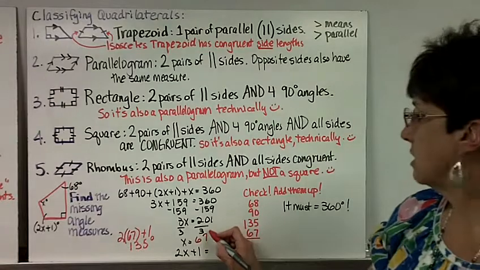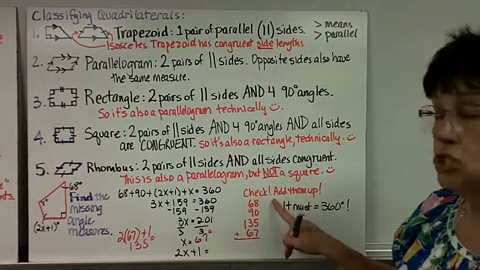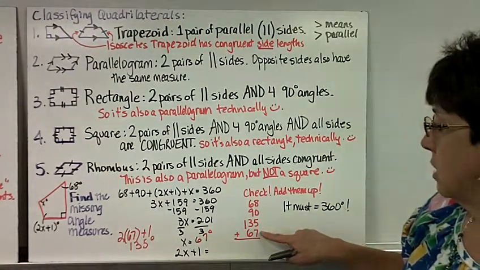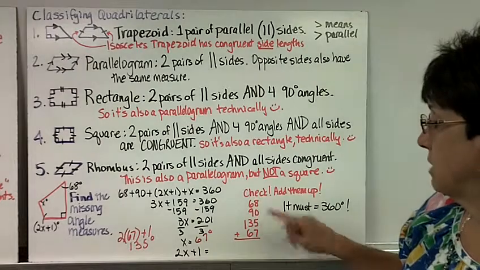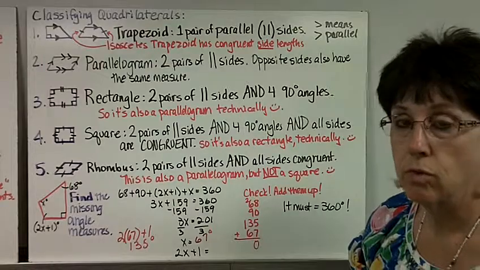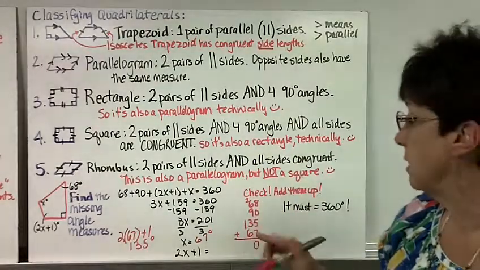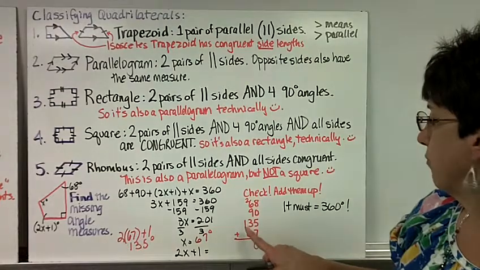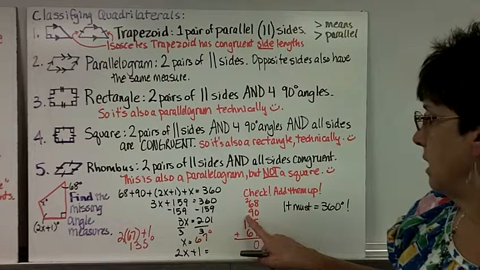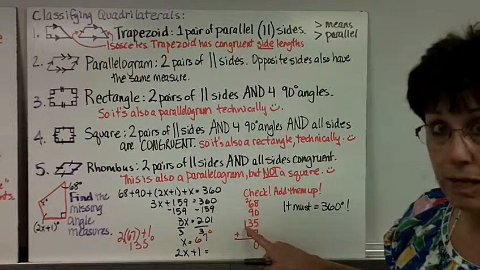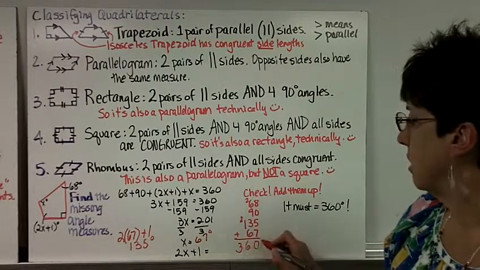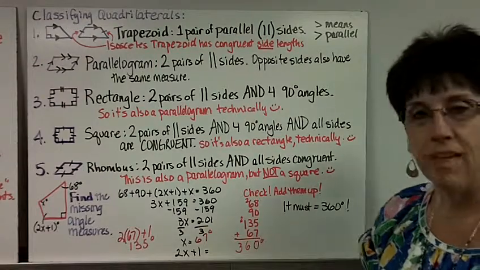Okay? So I should say 67 degrees because that's our answer. Now we need to check. We need to add them all up, and it must equal 360 degrees. So here we go. 7 plus 8 is 15, plus 5 is 20. Remember, when you're adding, you can do it in the order that works best for you, and I always try to make 10s or 20s. So 2 plus 6 is 8. 8 and 9 is 17, plus 3 is 20, plus 6 is 26. Carry the 2, 360. So it's 360 degrees, so I know I'm good. That's it.